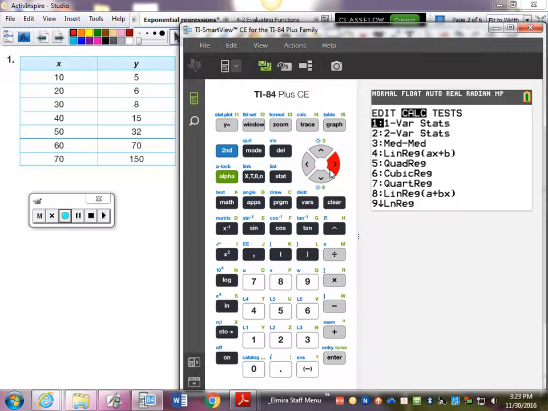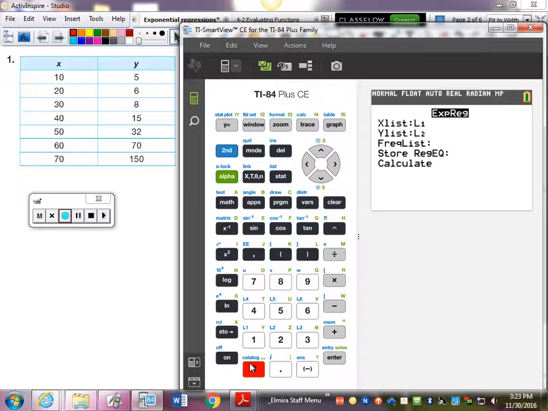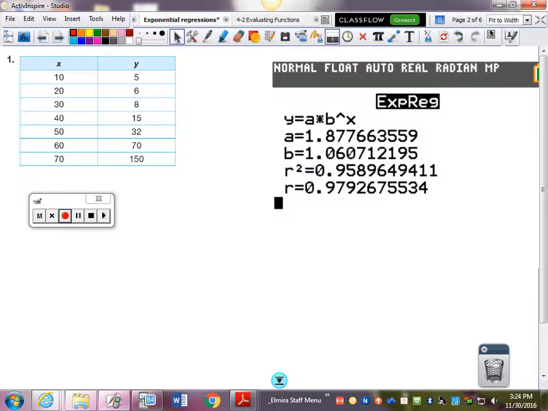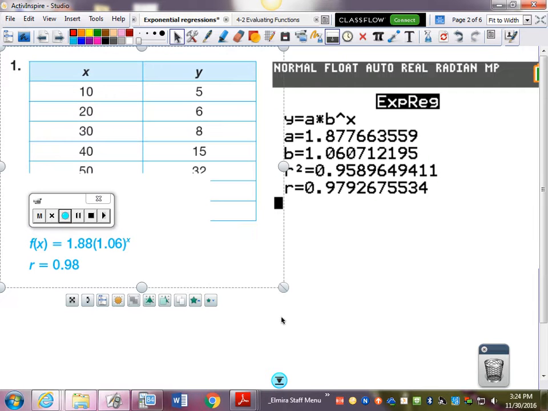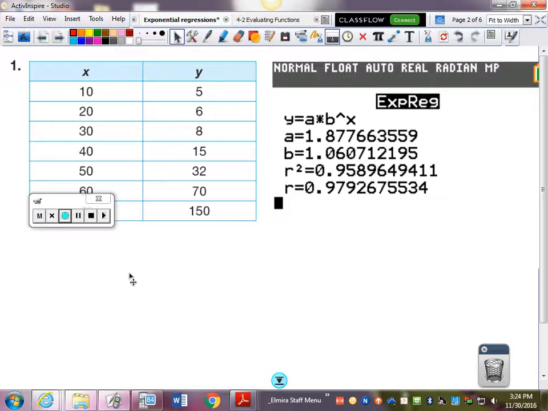Now stop and think. We did linear regressions before, and that's choice 4. But we're not doing linear regressions now. We are doing exponential regression, which is choice 0. I'll just keep hitting enter. And this is the screen that you get, which I pulled off and put here. So here's our data, and this is the screen that we get.